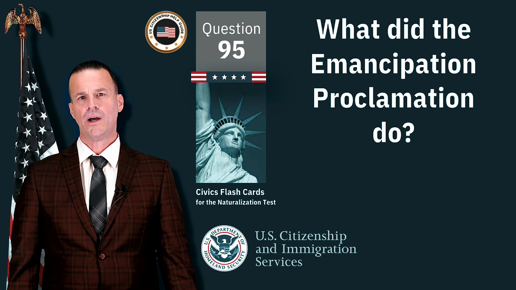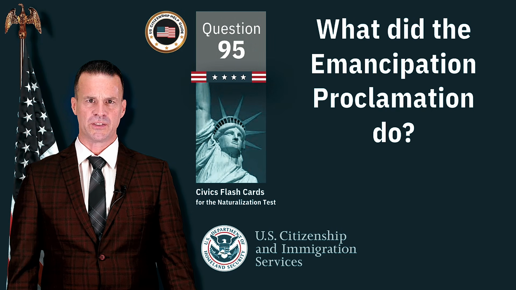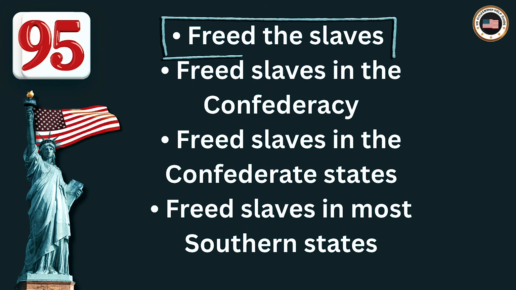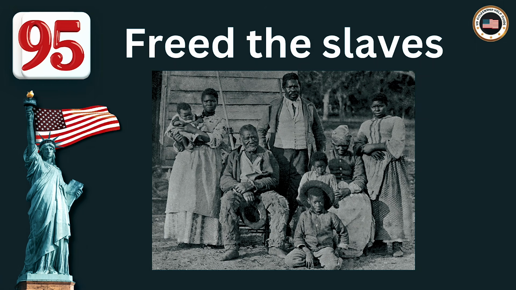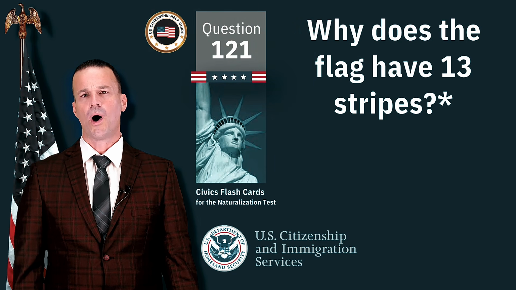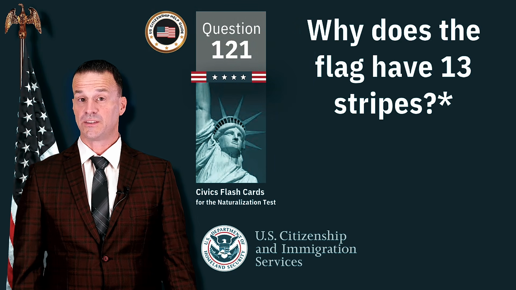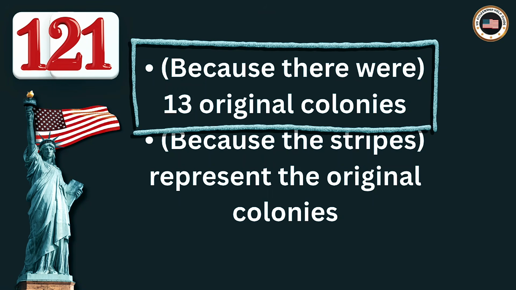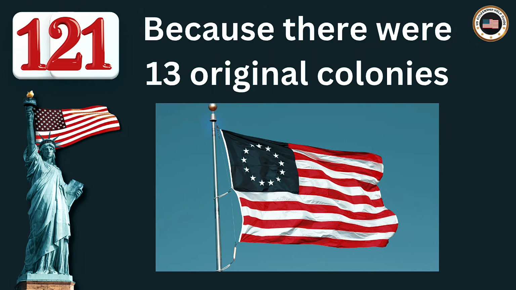95. What did the Emancipation Proclamation do? Freed the slaves. 121. Why does the flag have 13 stripes? Because there were 13 original colonies.